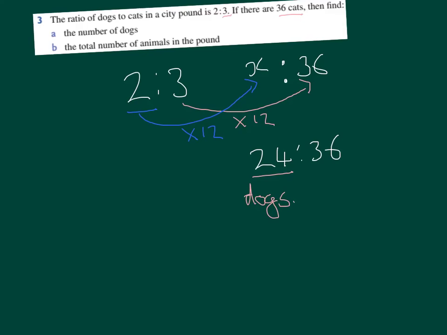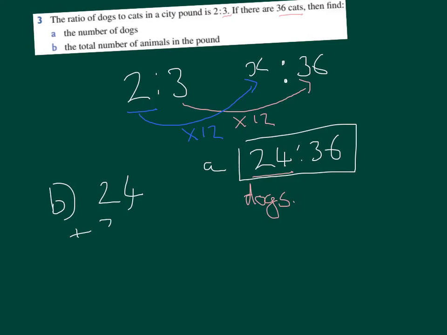The second part of the question asked me for the total number of animals in the pound. Well, to get that answer, we add both of those up. So for part A, let's put a box around that. For part B, let's start that over here. We're looking at 24 plus 36. 4 plus 6 is 10. 1 plus 2 is 3. 3 plus 3 is 6. So the answer for B would be 60.